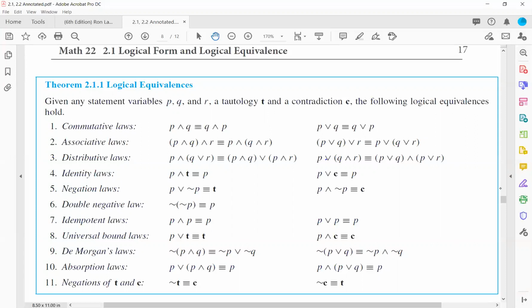De Morgan's law. Not (P and Q) is the same as not P or not Q. Not (P or Q) is the same as not P and not Q. Absorption law: P or (P and Q) is the same as P. P and (P or Q) is the same as P. Negation of tautology and contradiction: the negation of a tautology, as you guessed, is always a contradiction, and the negation of a contradiction is always true, and it is a tautology.